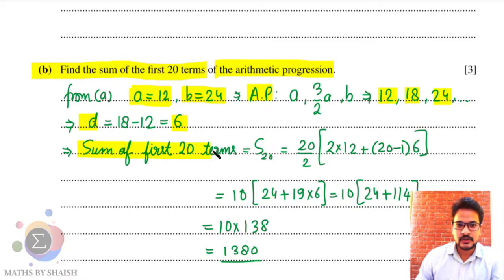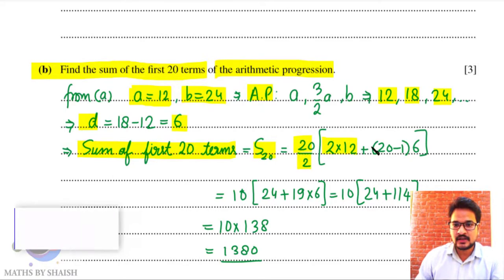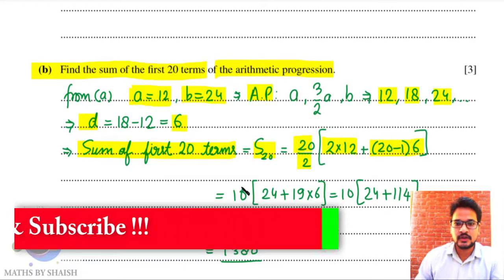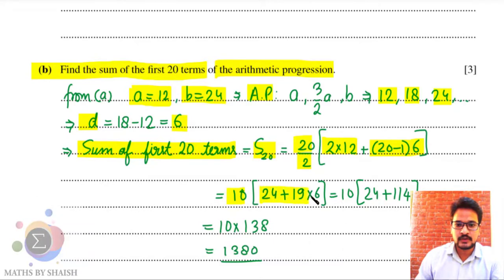So the sum of the first 20 terms is going to be S20, and this formula is n by 2, that is 20 by 2, into 2 times A plus (n minus 1), 20 minus 1, into D. So it is the formula. We simply substitute it here. We get 10 into 24 plus 19 into 6, then 10 into 24 plus 114, and then 10 into 138, that is 1380, and that's the sum of the first 20 terms.